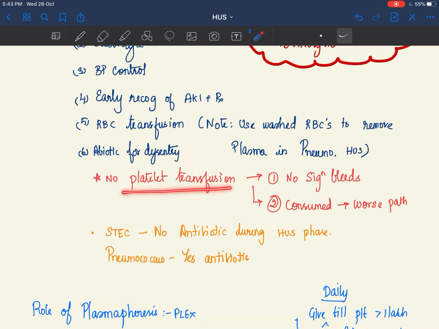No platelet transfusion, because one, even though thrombocytopenia can be severe, it is generally not associated with significant bleeds, and two, whatever platelets you give will get consumed and it will result in theoretical worsening of the pathogenesis. So there is no need for platelet transfusion in a child with typical hemolytic uremic syndrome.